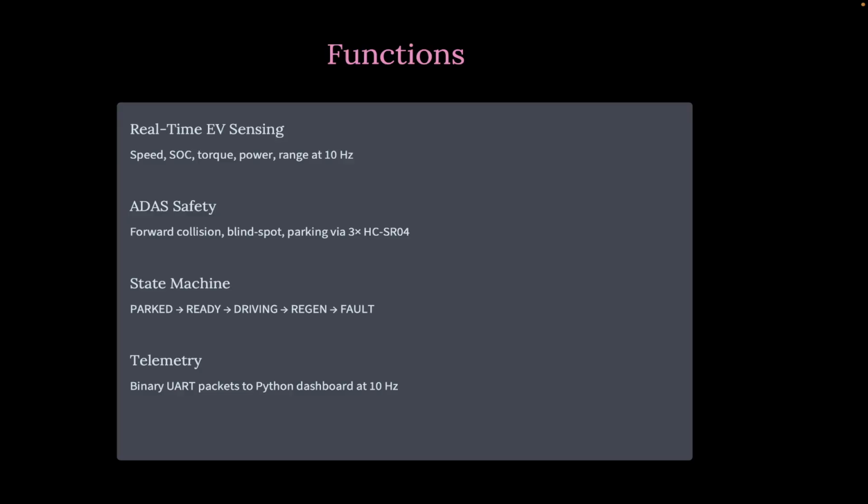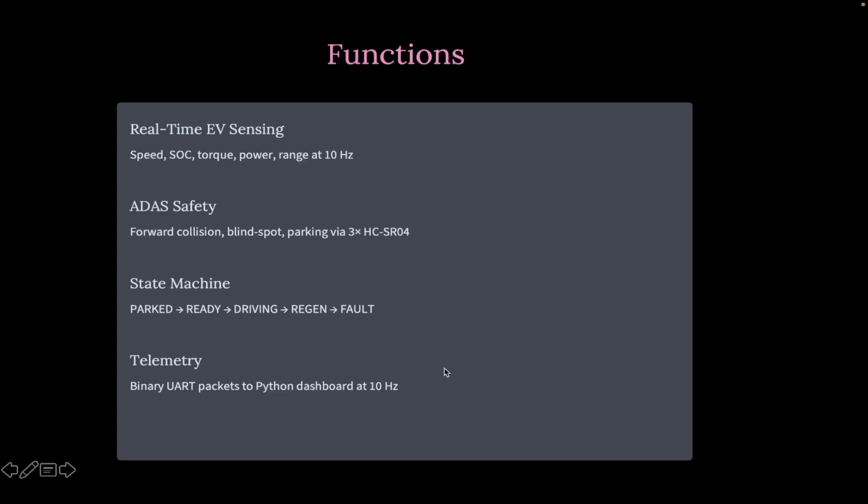Third is the state machine. This shows the different states the vehicle will be in. The main states are parked, ready, driving, regenerative braking, and fault. We'll be diving deep into all these states in the upcoming slides.